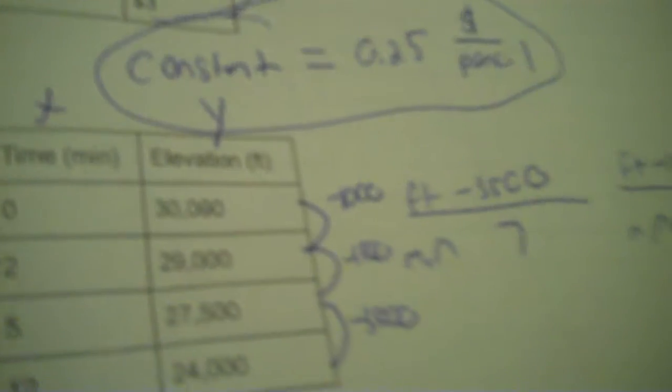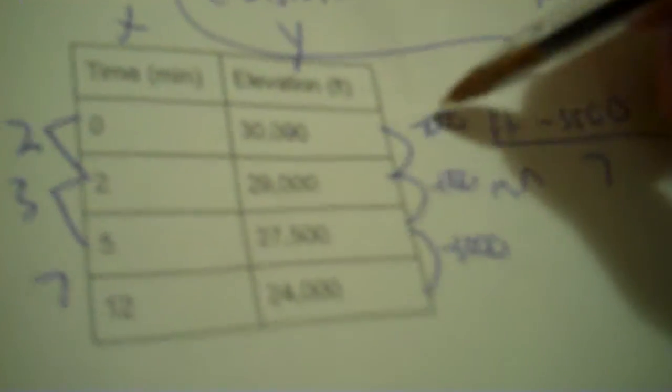Negative 1,000. How many minutes pass? Well, 2 minus 0 is 2. Now let's read the table forward, okay? So 2 minutes. This went down by 1,000, well that increased by 2 minutes. This went down by 1,500, well that increased by 3 minutes.